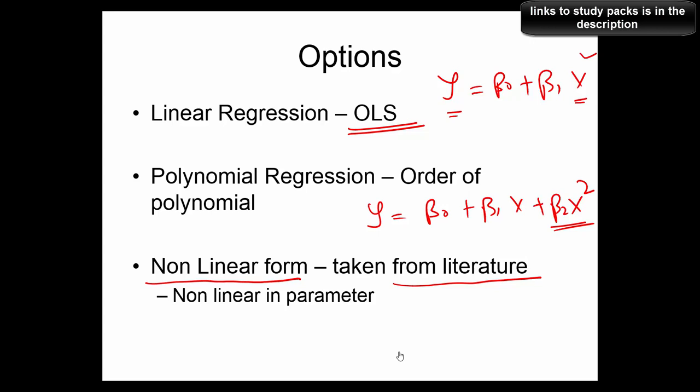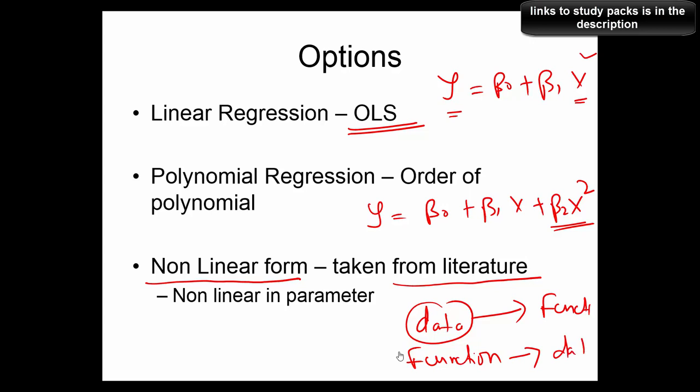Okay, and then it's more of a backward approach. Normally what you do is that you have data, and then you find out what the functional form is. But here it is exactly the opposite. We have a functional form from the literature in nonlinear regression form, and then we fit it to the data. Okay, so it's exactly the opposite.